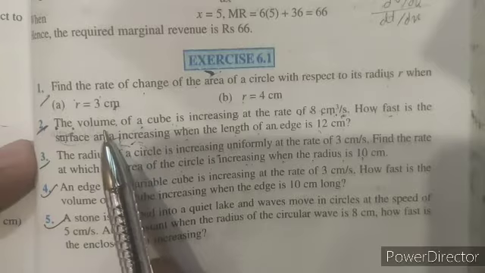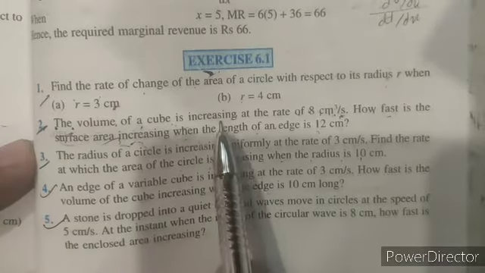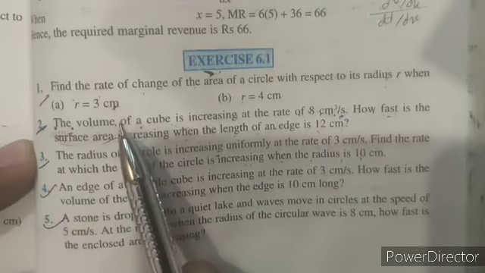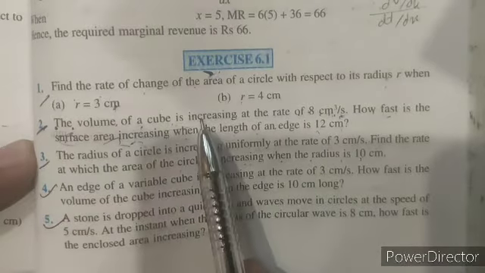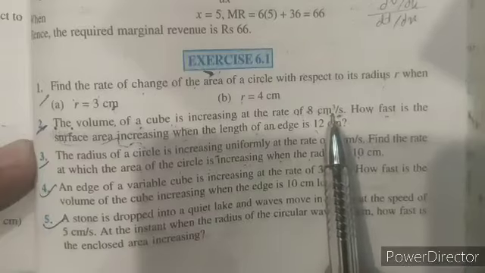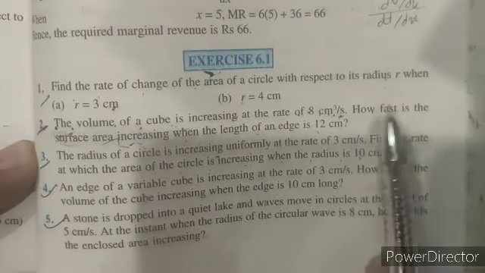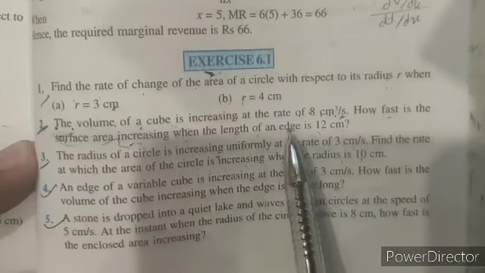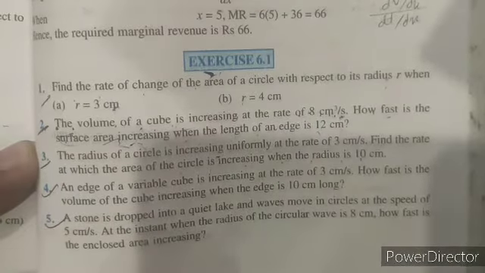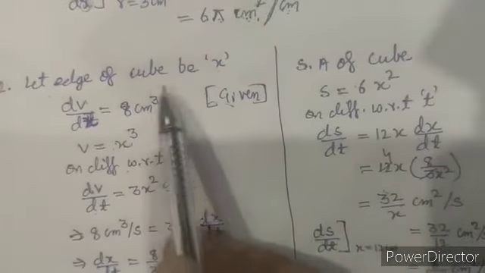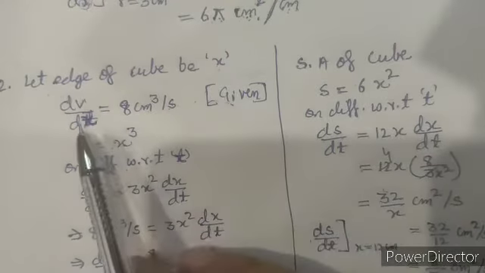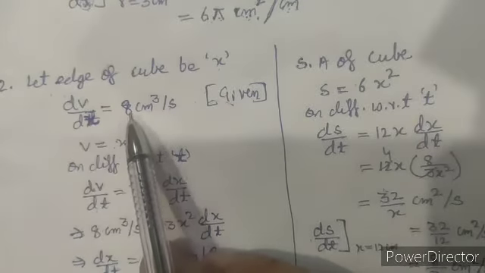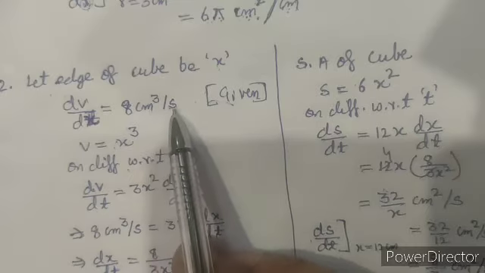Now in question number 2, the volume of the cube is increasing at a rate of 8 centimeter cube per second. Now the rate of change of volume, increase in volume, is given to us as 8 centimeter cube per second. How fast is the surface area increasing when length of the edge is 12 centimeter? Now on taking the edge of the cube as x, dV by dt, that is rate of change of volume with respect to time, is given to us as 8 centimeter cube per second.